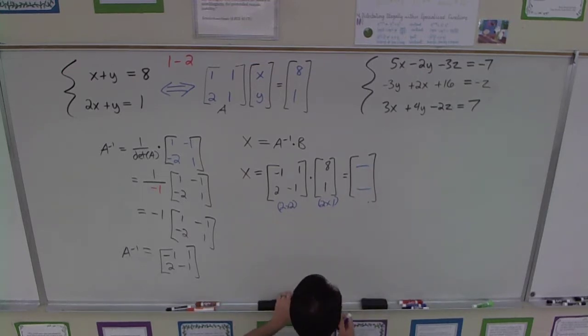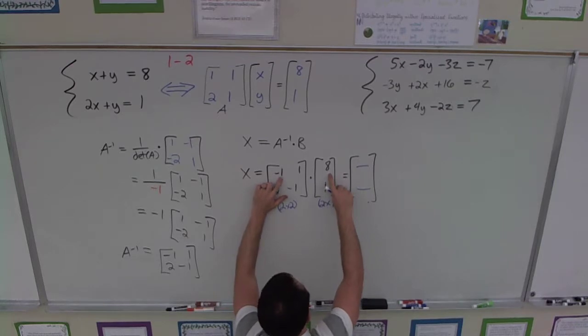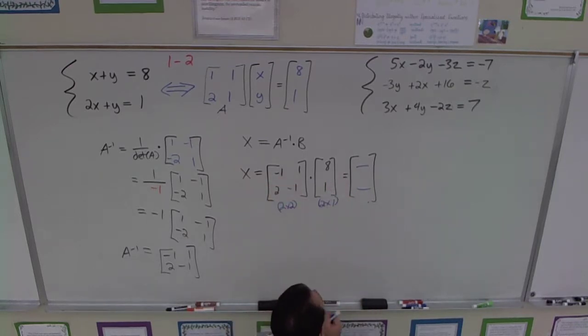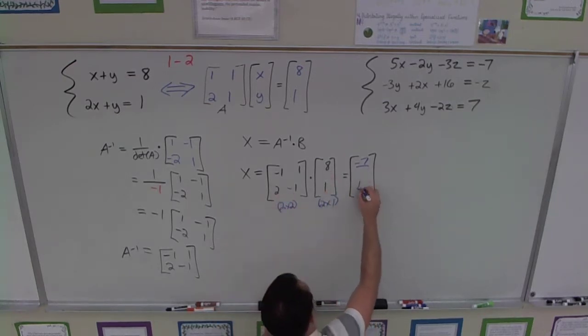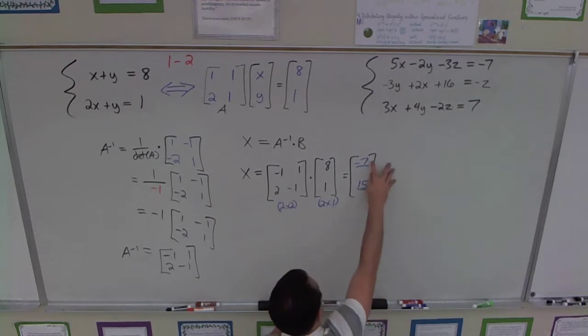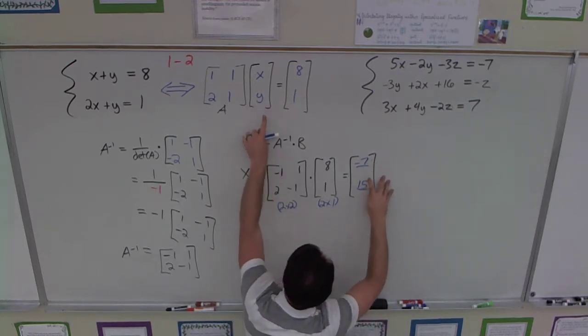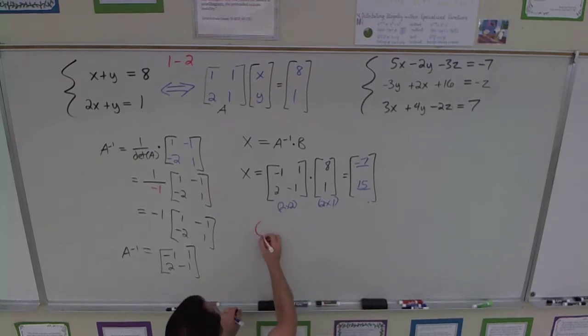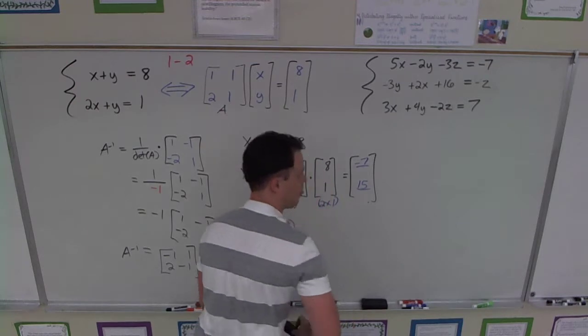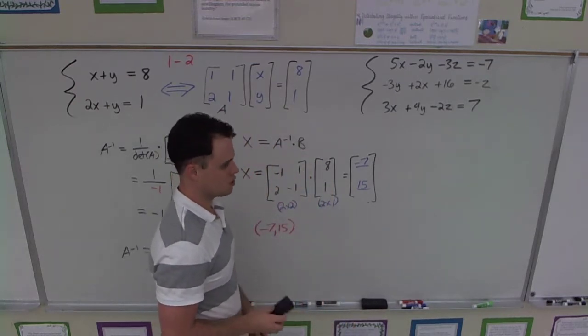I'm just going to do this one in my head. -8 plus 1. What's -8 plus 1? I think that's -7. Sweet. And 16 minus 1 is 15. That's x. That's y. So let's write down our answer here: -7 and 15. I think we should check this with another method since we're at it.